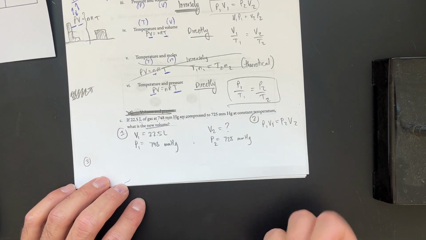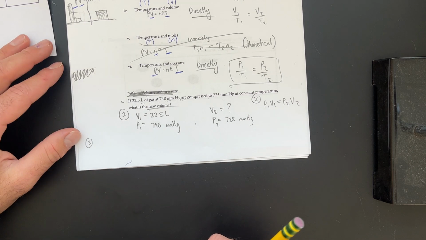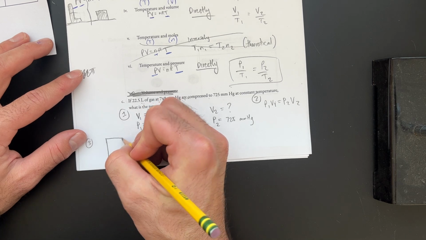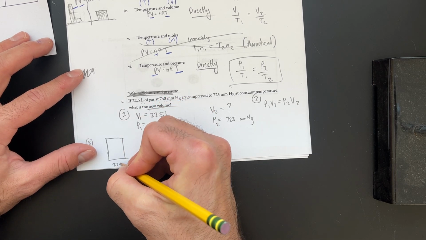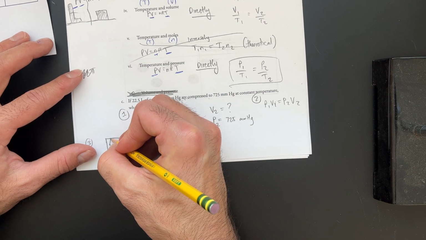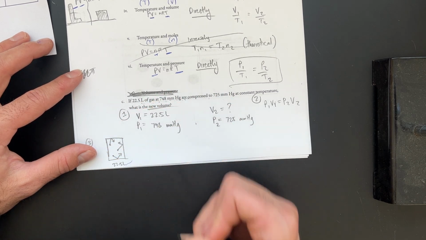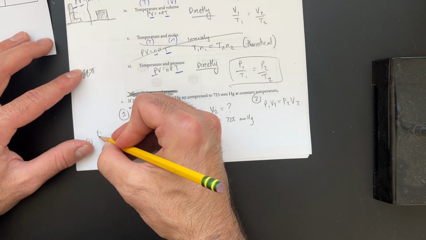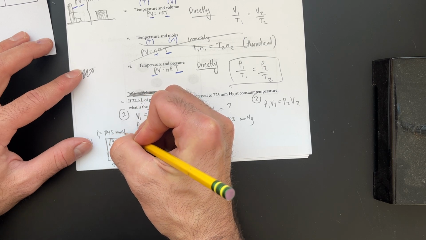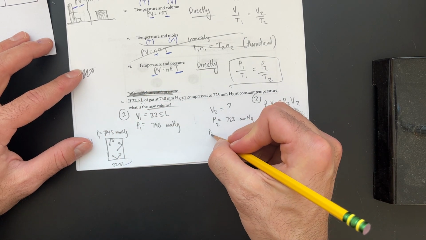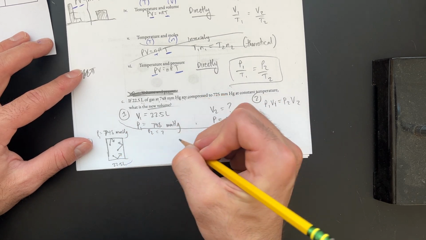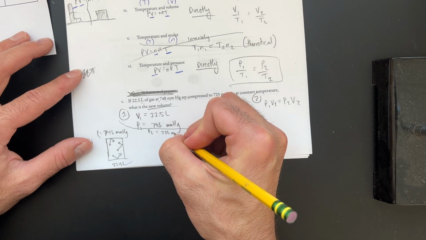My third step now is just draw it out so I can visualize it a bit. Basically what we're saying is, we used to have 22.5 liters of gases. And the pressure was 748. Now what happens later is that the pressure actually decreases. Pressure 2 is equal to 725 mmHg.